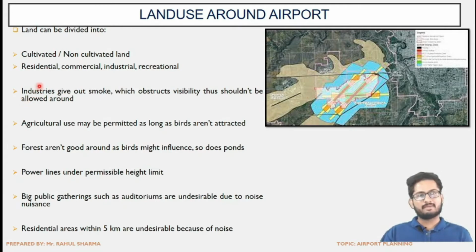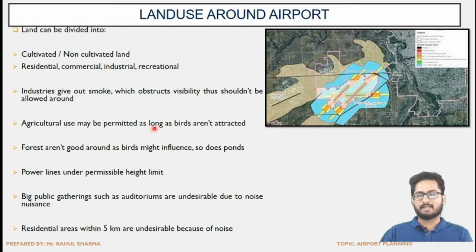Now here we shall be discussing what specific land usage can have an effect on the operations which are being carried out at the airport. So all these various aspects of land use, what effect would they have on the airport? Industries give out smoke which will obstruct the visibility, thus they should not be allowed around. So if it is an industrial zone in the vicinity, then due to the smoke it will have an impact on the visibility, which is not a desirable thing.